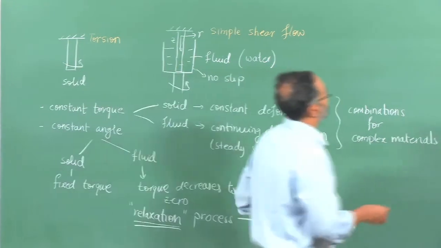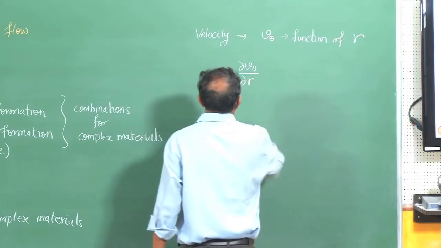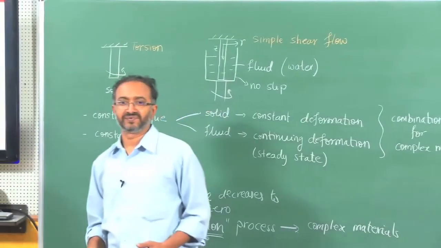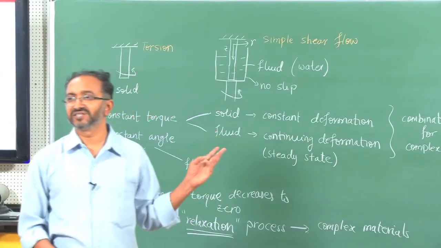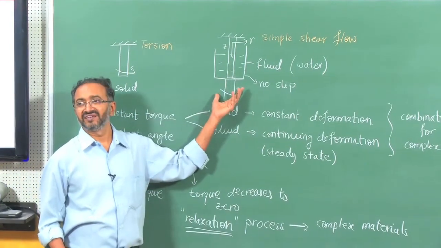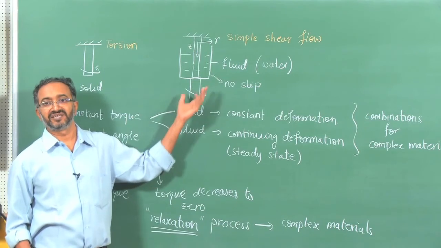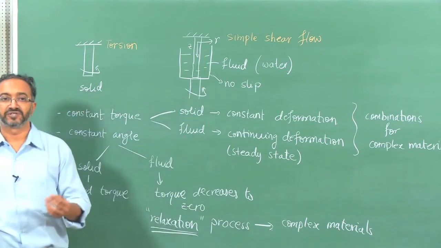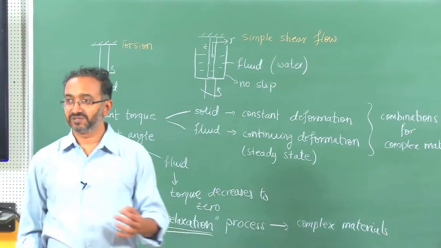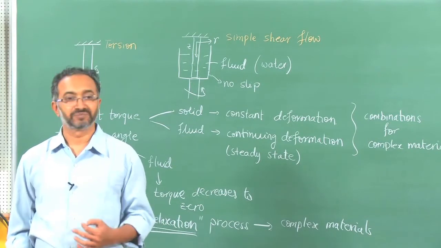And so the only component of the velocity gradient which is non-zero is del v theta by del r. Now, is there rotation in this fluid when this is happening? Is there deformation? Is there translation? These are the three things. So, is the fluid translating? Is there a rigid body translation of the fluid? Is there a rigid body rotation of the fluid? Is there deformation in the fluid?